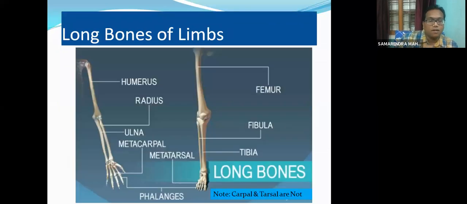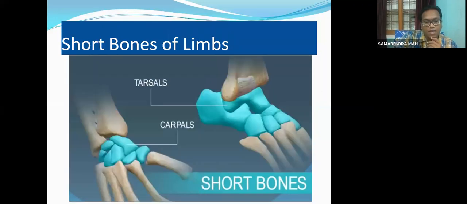So this is an image representation of the long bones: the humerus, radius, ulna, and the metacarpals and the phalanges of the upper limb, and in the lower limb, the femur, tibia, fibula, and the phalanges are the long bones. What are not included are the carpal and the tarsal bones, which are actually short bones.